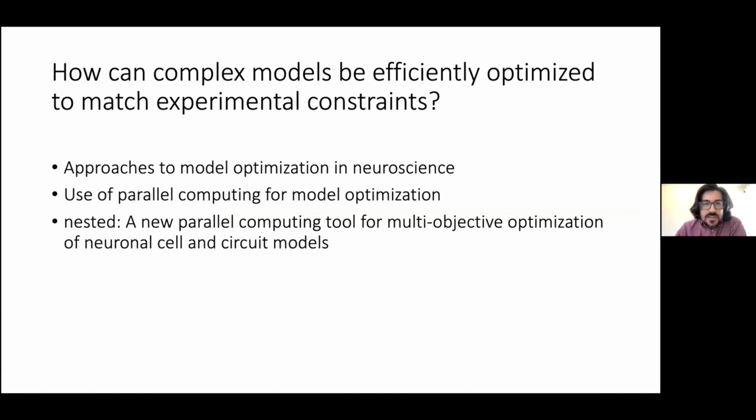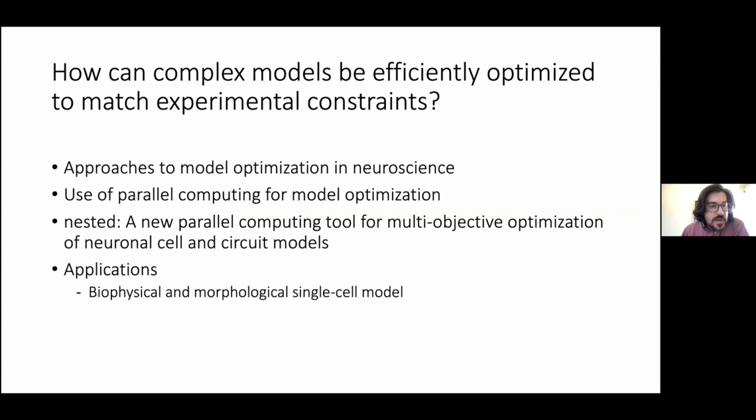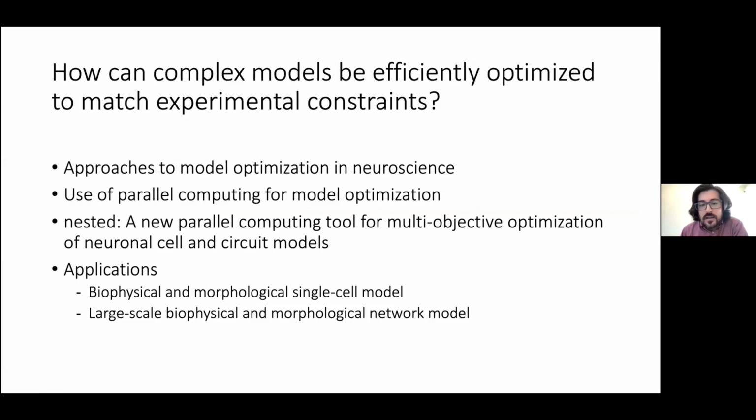And then I'm going to introduce a new parallel computing tool that's called nested, which can be used for multi-objective optimization of neuronal cell and circuit models. And then I'll show you an application of this tool to a biophysical and morphological single cell model, and then an application to a large scale biophysical and morphological network model.